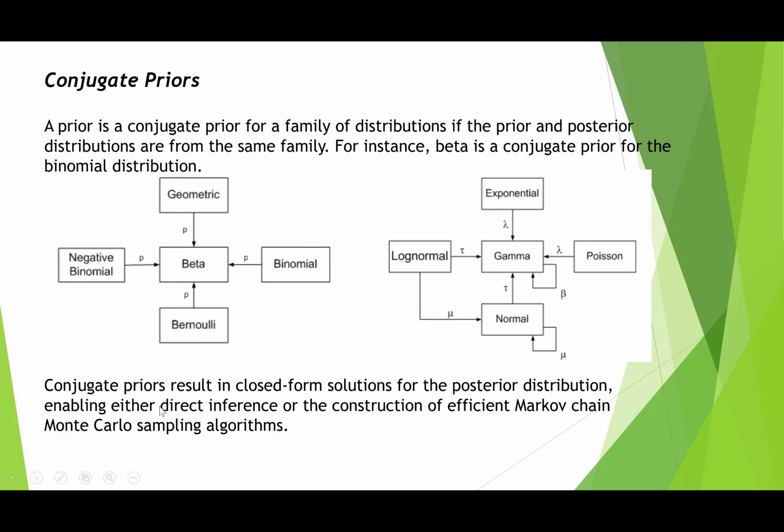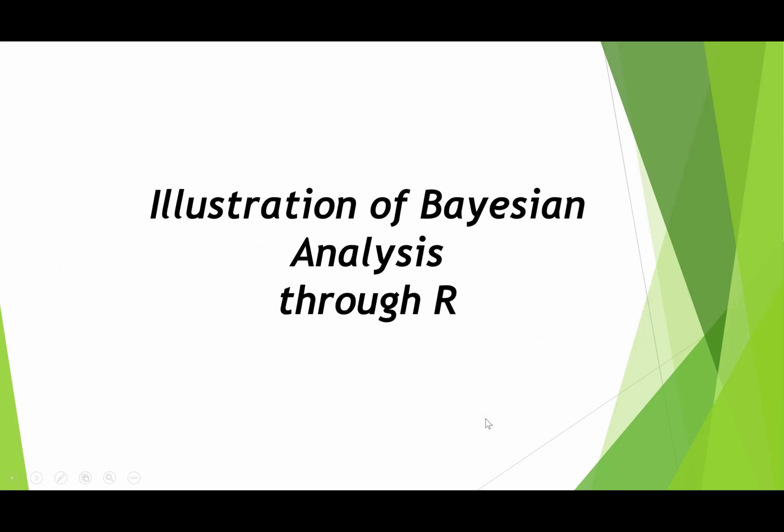Now, conjugate priors result in closed form solutions for the posterior distribution, enabling either direct inference or construction of efficient Markov chain Monte Carlo sampling algorithms. So, the choice of conjugate prior results in simplification of the Bayesian methodology.